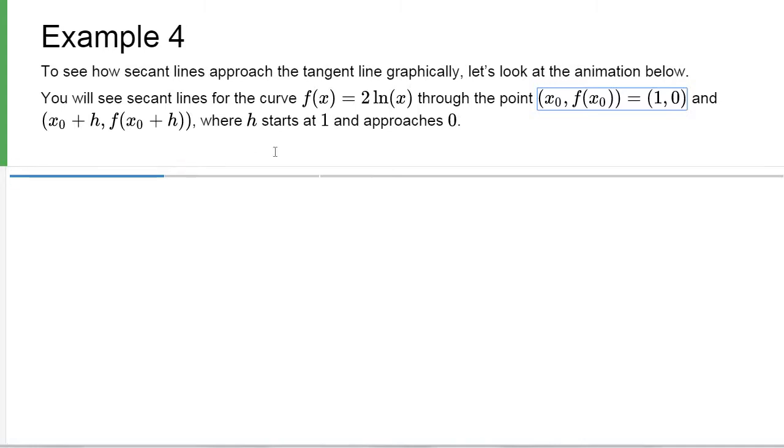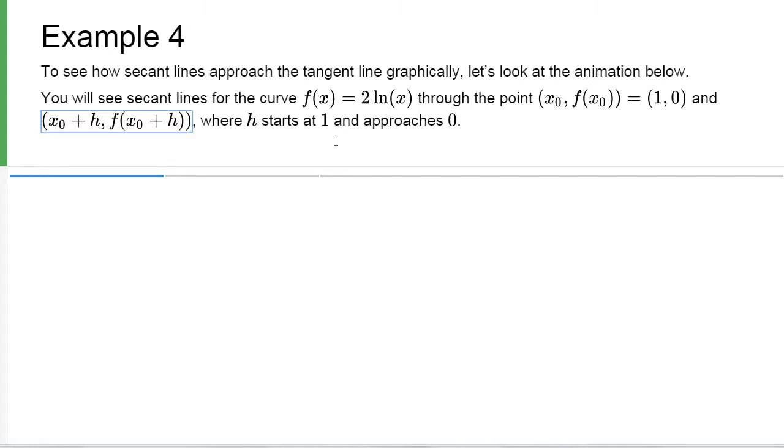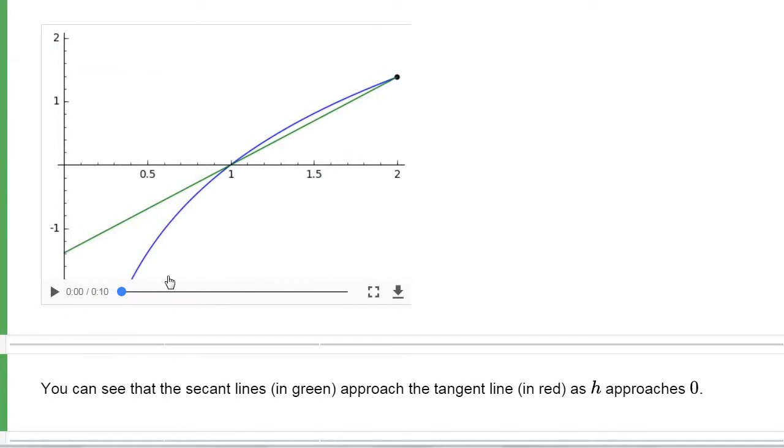So I'm going to graph a secant line that connects 1, 0 with a second point close by. My h is going to start at 1, so it'll be 2, whatever the function value there, I guess 2 times natural log of 2. And then the h is going to get closer and closer to 0, and we want to see what happens. Okay? So in blue, we have 2 times the natural log of x. Here's my point of tangency, 1, 0. This is where I want the tangent line. Here's the second point, the x sub 0 plus h, and the function value there. This point's going to move closer and closer and closer and closer.